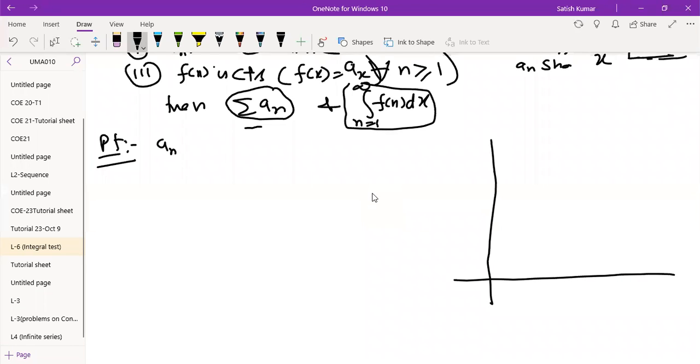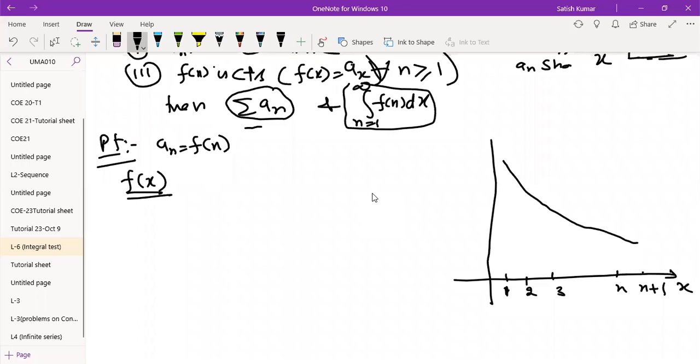So a_n is f(n), and I'm talking about f(x). On this side, you can take x. This place is for 1, it is for 2, then 3, somewhere n, and then n plus 1. We are taking this sequence to be of decreasing nature, so it is of this type. Now at 1, at 2, 3, this n, and then this n plus 1.